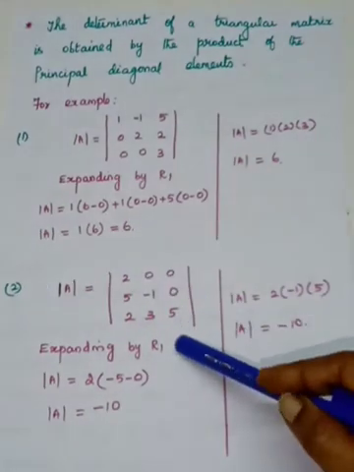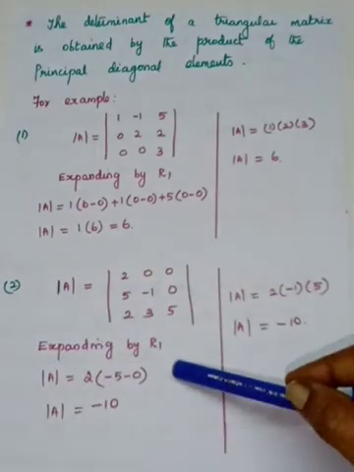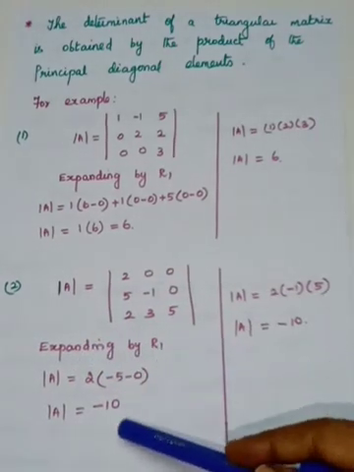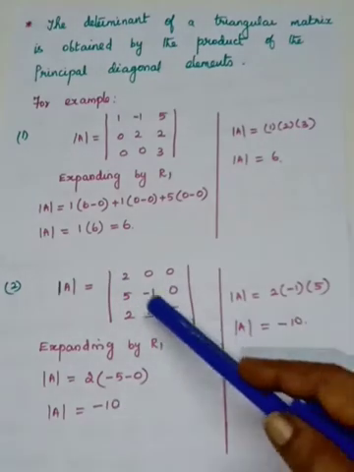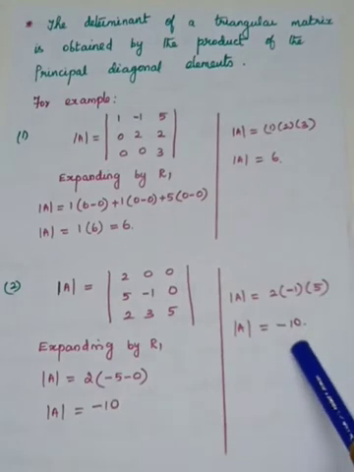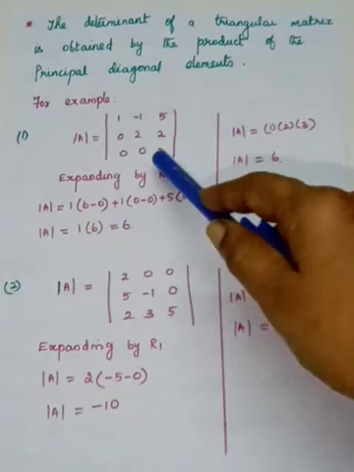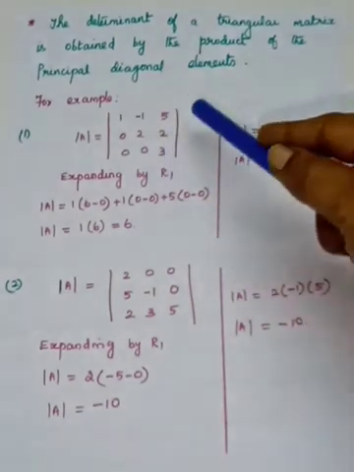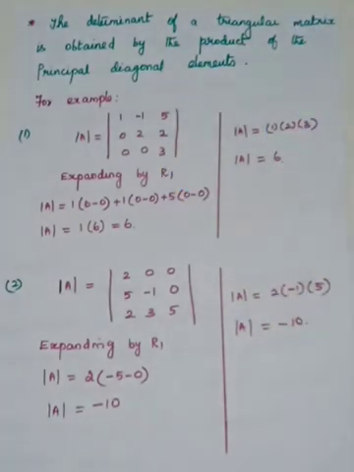So here I have considered the lower triangular matrix. So as usual, using Laplace expansion, that is expanding by R1, I'll get the answer as minus 10. So here if you multiply the principal diagonal elements, 2 into minus 1 into 5, that is equal to minus 10. So for the triangular matrix, if you want to find the determinant value, you need not expand by R1, just multiply the principal diagonal elements, you will get the answer.